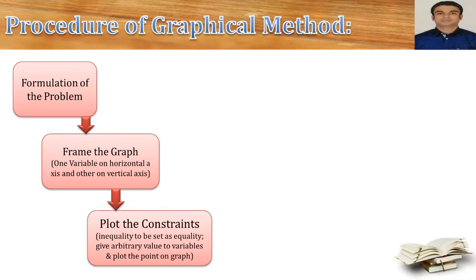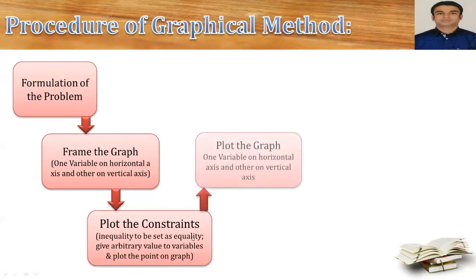If we assume x1 equals 0, then we find the value of x2 from the equation. And second, if we assume x2 equals 0, then we find the value of x1. So we take 2 points here. This is plotting the constraint. After that, plot the graph: now we have the 2 points of a line, so draw that line on the graph.